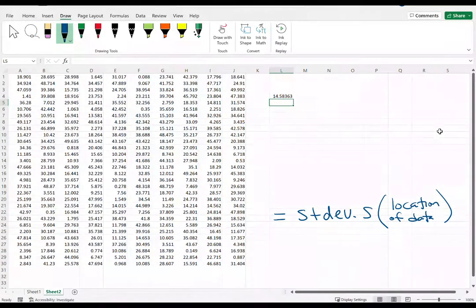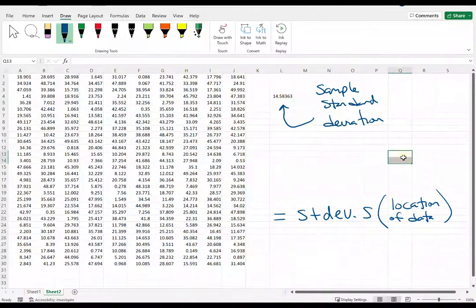There's the sample standard deviation. It took me longer to write the words sample standard deviation than it took to actually calculate it. Okay, so whether it's 10 numbers, 300 numbers, as you just saw, 3,000 numbers, 100,000 numbers, it takes the same amount of time on Excel.